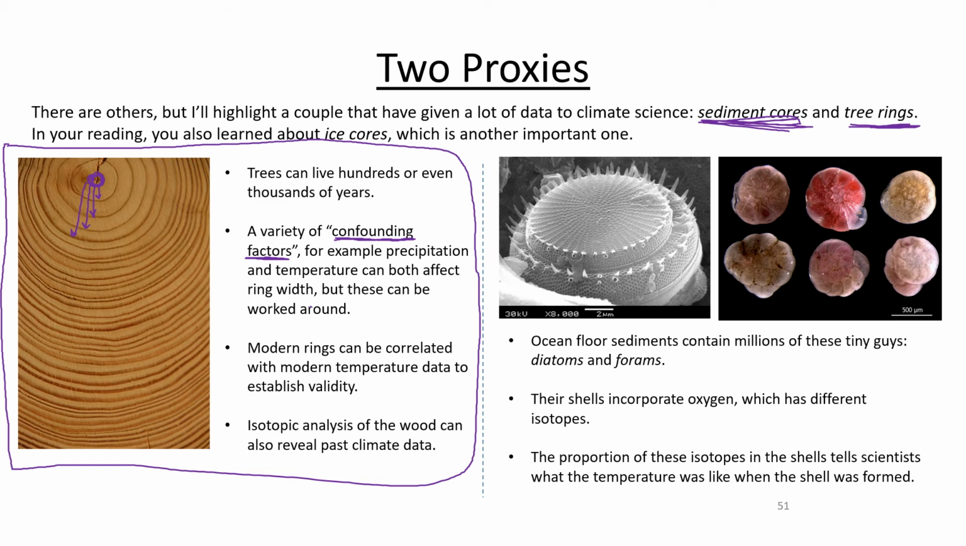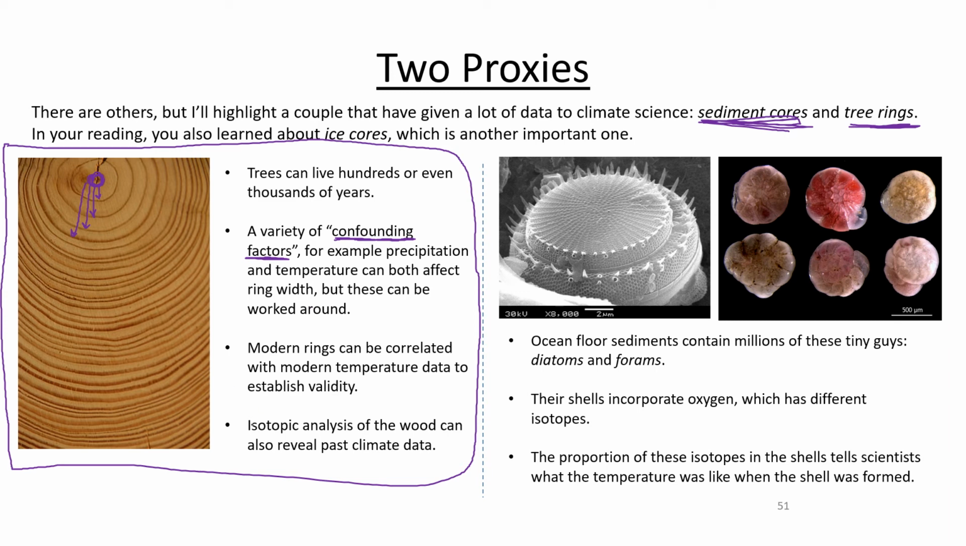Now, modern rings can be correlated with modern temperature data. So if you have a 1,000-year-old tree, for the first 900 years of it, we can't look at modern temperature data from that part of the Earth and try to draw conclusions about the effect of temperature on the growth of that tree. But you can look at the most recent 100 years or 50 years, or whatever you have a temperature record for with thermometers, and you can establish the validity of your conclusions about certain tree rings and how much they correlate with temperature by comparing it to the temperature of the modern era.